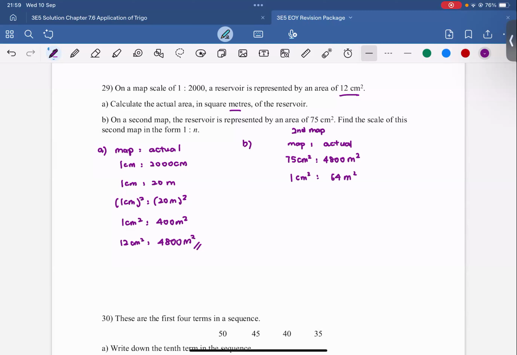So this is your area scale. I need to go back to length scale. I will square root. This will give me 1 cm is to 8 meter. Now you still have to change everything back to cm. So 1 cm is to 800 cm. So find the scale. So therefore the scale is 1 is to 800.